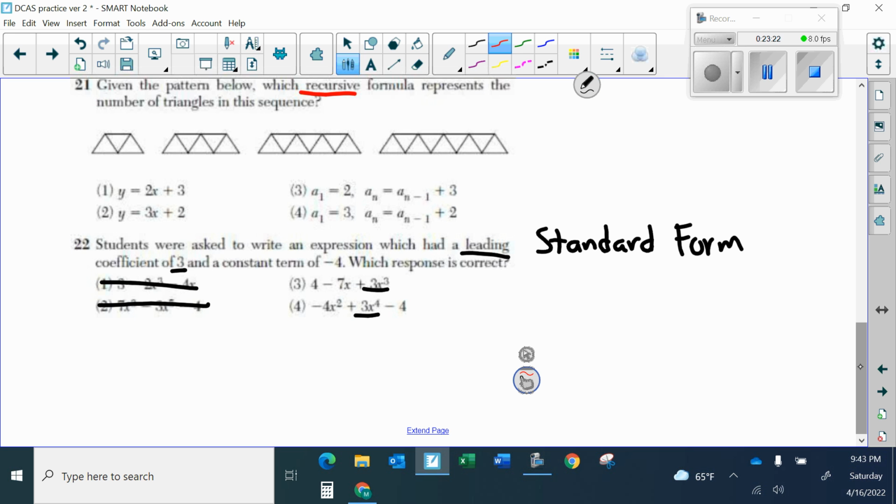And a constant term of negative 4. Well, that constant term right there is positive 4. Here's the negative 4 right there for our constant term. So the answer is 4.